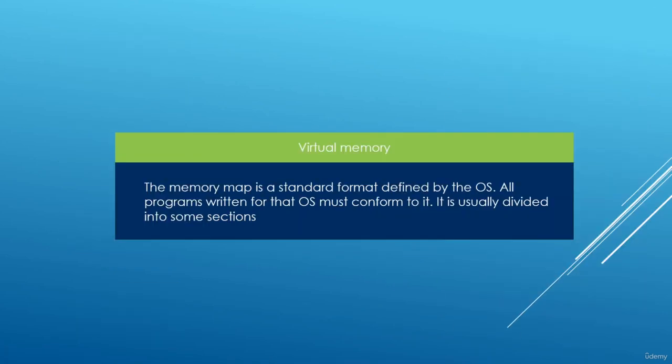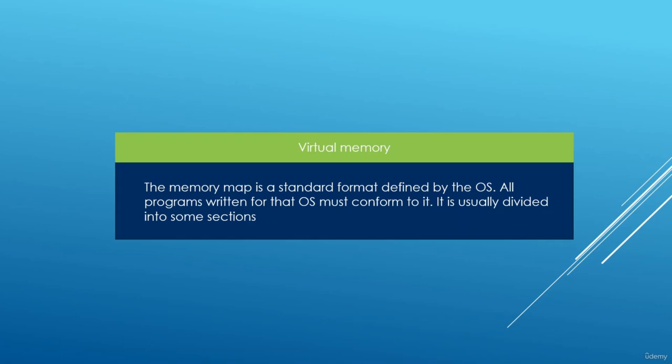And the memory map is a standard format that is defined by the operating system. This is why, for example, you can't take an executable that was set up on Windows and directly run it on Linux. This is an operating system thing. The memory map or the structure of your program is defined by the operating system that is going to be running that program. So all programs written for an operating system must conform to the memory map that is defined by that operating system. So all programs on Windows, if you had a way to go in and look at the memory map, are going to be pretty similar.